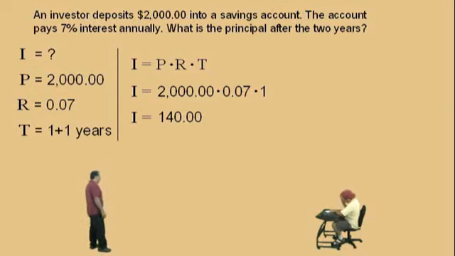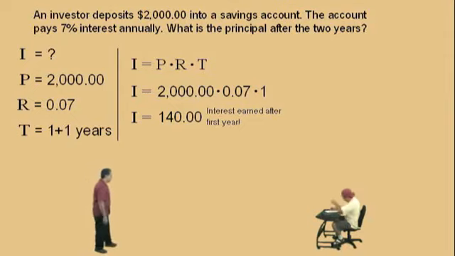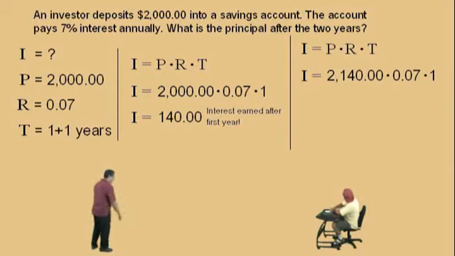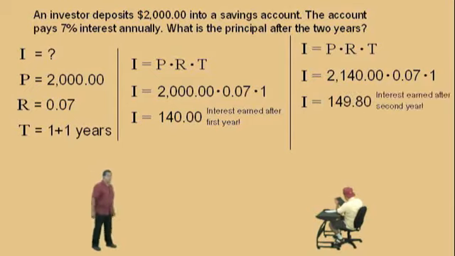$140. Very nice. So that $140 is the interest earned after the first year. So after the first year, Charlie, what is the principal? $2,140. Very nice there. So let's do the calculation for the second year. I equals PRT. Our new principal is what, Charlie? $2,140. Very nice. Our rate is 0.07 and our time is 1 year. This is for the second year. Okay, Charlie, so our earned interest is what? What's that product? $149.80. Very nice there, Charlie, $149.80. So now, this is the interest earned for the second year.